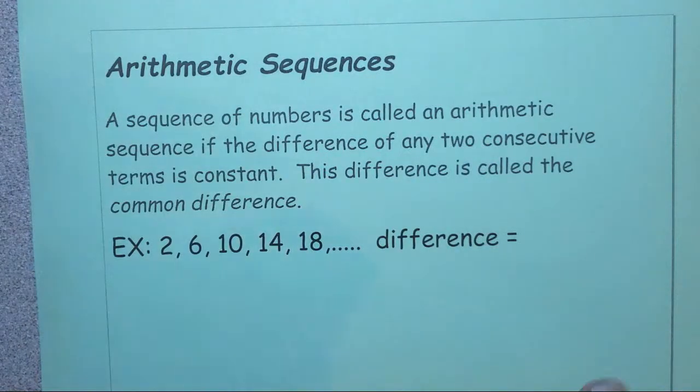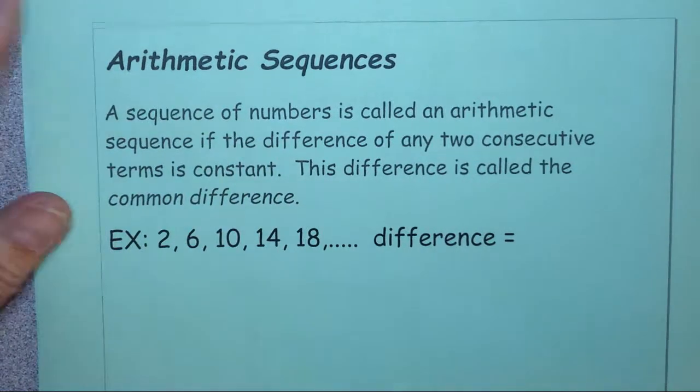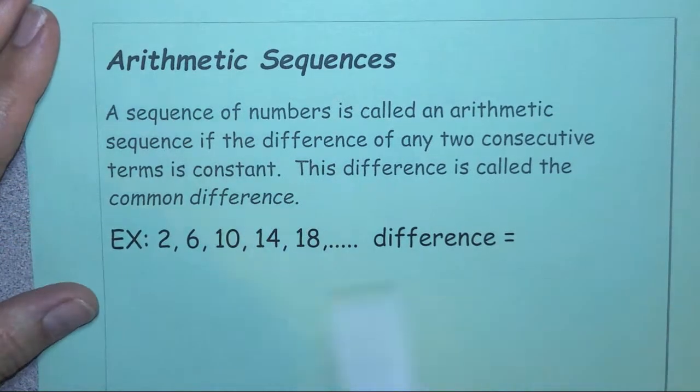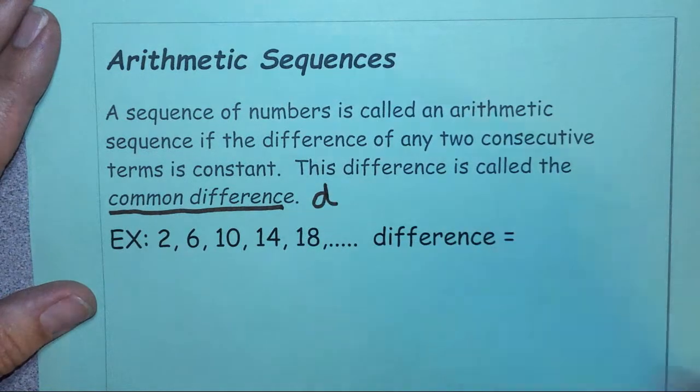So the first thing that we learned is the arithmetic sequence. A sequence of numbers is called an arithmetic sequence if the difference of any two consecutive terms is constant. This difference is called the common difference, and we denote the common difference with the letter d.